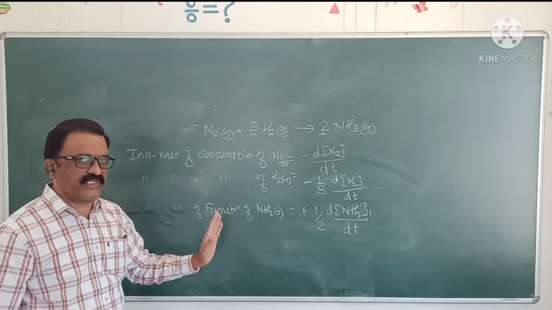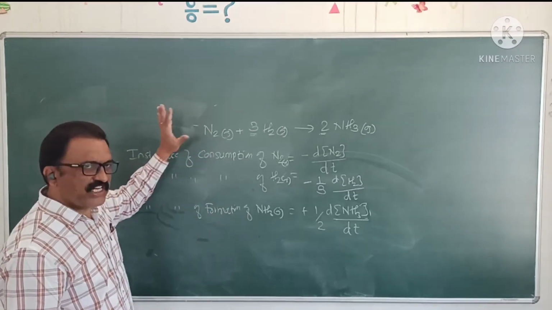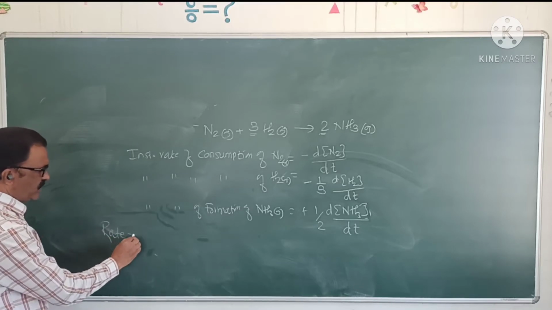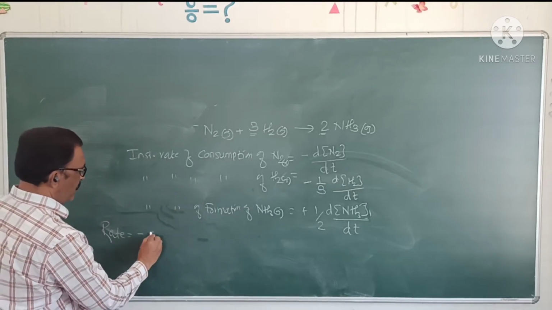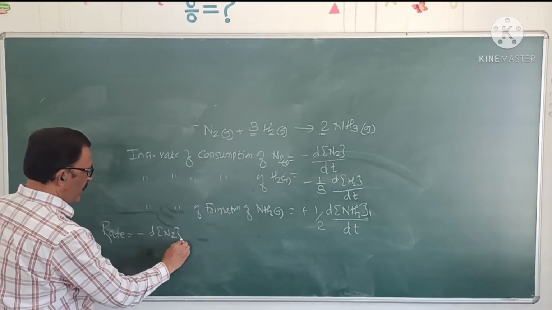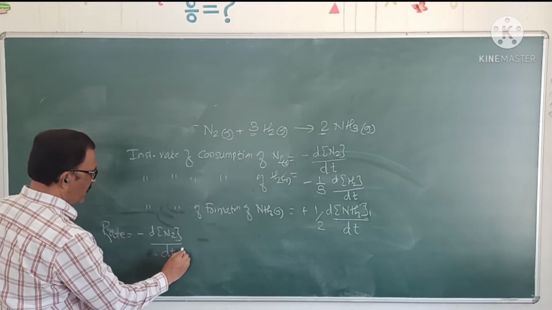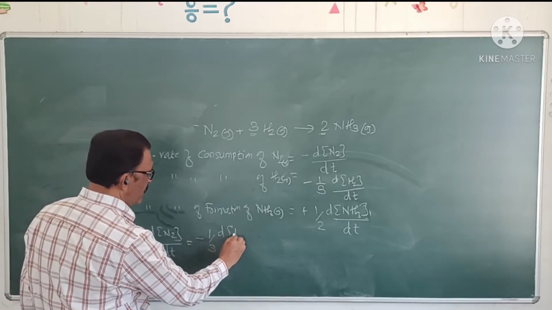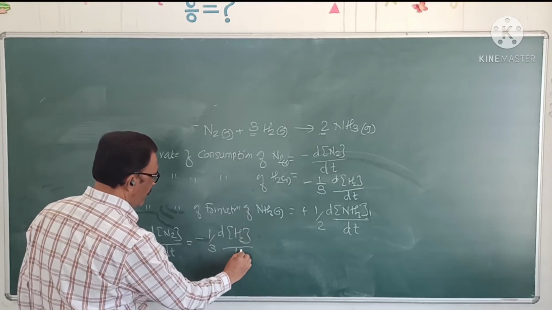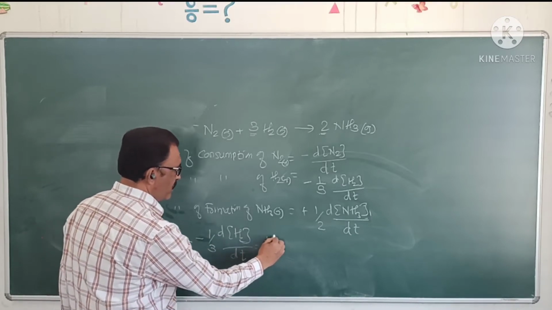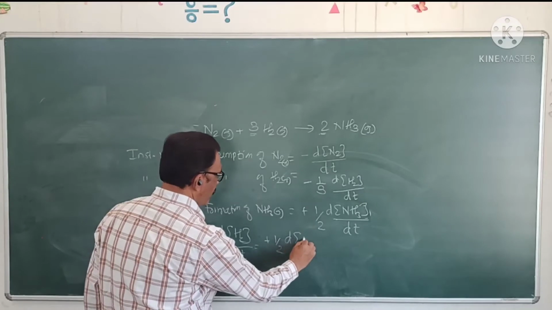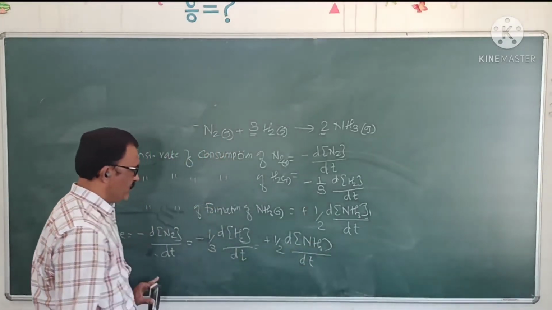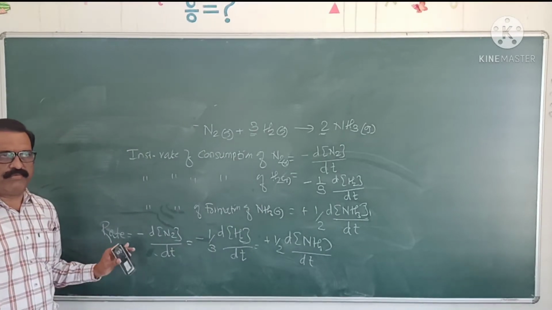The instantaneous rate of the overall reaction, the rate of reaction, is equal to minus del concentration of nitrogen divided by del t, which is equal to minus 1/3 del concentration of hydrogen divided by dt, which is equal to plus 1/2 del concentration of ammonia divided by dt. This equation gives the rate of the overall reaction.